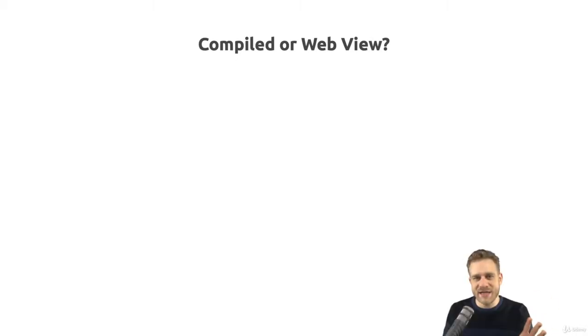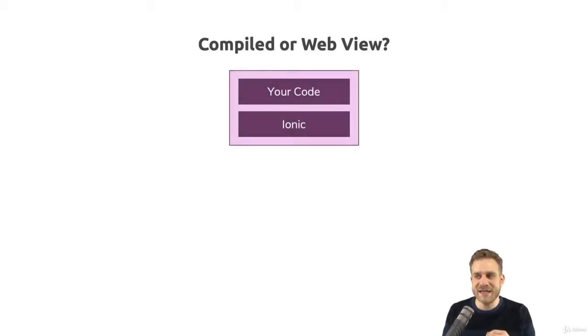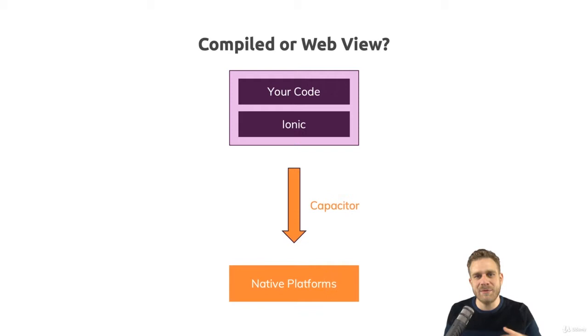Now we're nearing the end of this module. There's just one important thing to know about mobile apps built with Ionic. If you're building such a mobile app, in the end what we get is our code, our Ionic app, which with tools like Capacitor or Cordova is made available as a mobile app for these native platforms, so for Android and iOS. And now we have two common ways of making that happen.